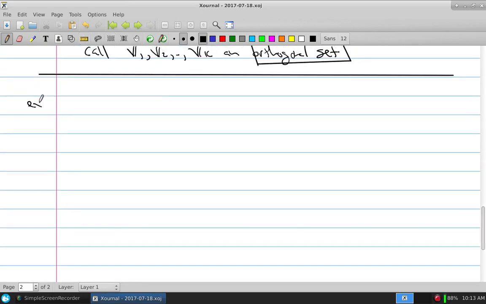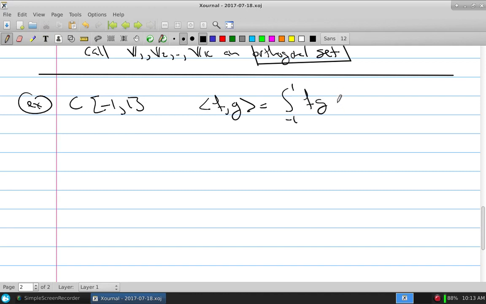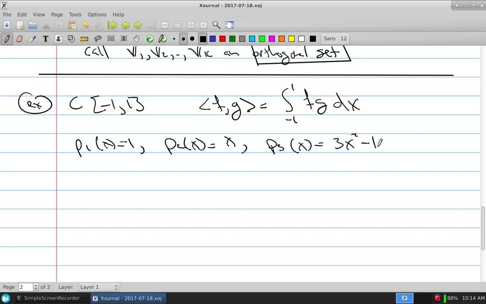An example of that would be, let's say I'm doing continuous functional space from -1 to 1 with my inner product defined to be a non-weighted integral from -1 to 1 of f g dx. Consider, say, polynomial 1, function of x is 1. Polynomial 2 is a function of x is x. Polynomial 3 is a function of x is 3x squared minus 1. So I have these three polynomials. And I could check it and say, what's the inner product of P1 and P2? Well, that's just the integral from -1 to 1 of 1 times x dx.